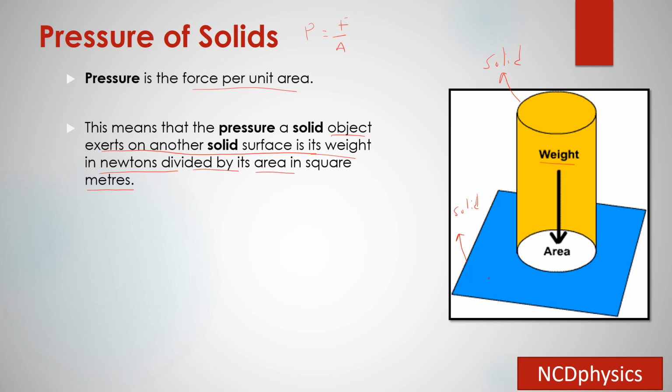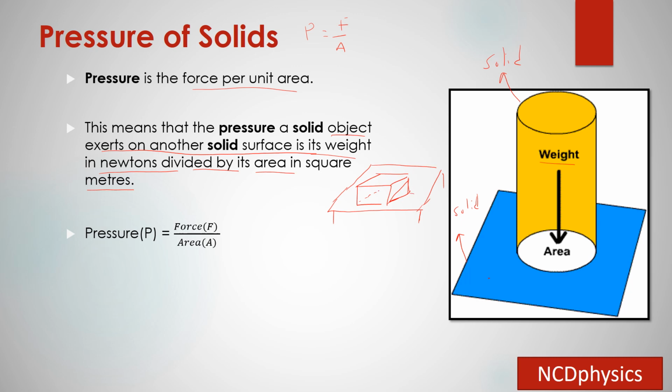For example, I have another object here. Let's say this is a cube. So you see, if this cube is, let's say, on a table, this cube is producing pressure on the surface of the table.